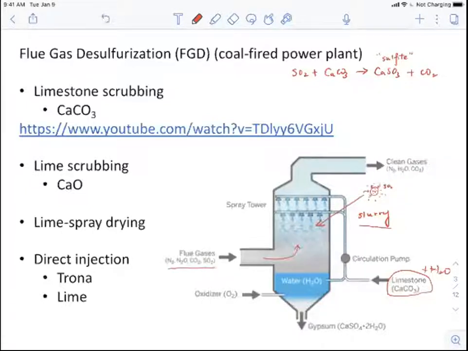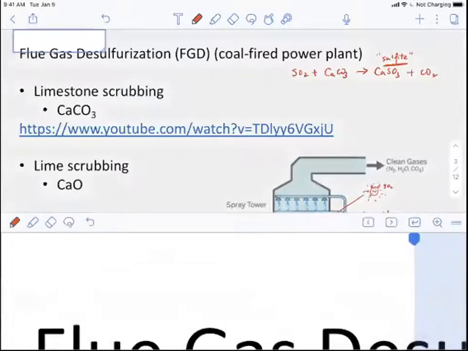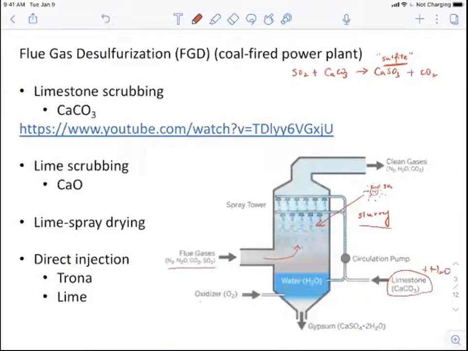Since we form calcium sulfite, which is not stable enough and also has a pretty high solubility, it can basically dissolve in water. So we inject oxygen into the tank at the bottom. The droplet falls down to form this solution, and then we introduce oxygen inside. The calcium sulfite reacts with oxygen to form calcium sulfate.